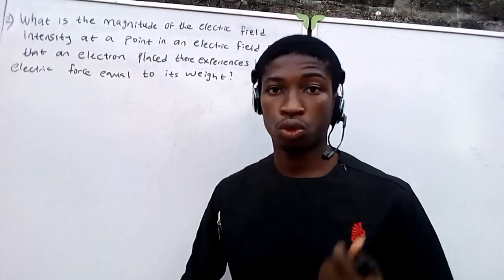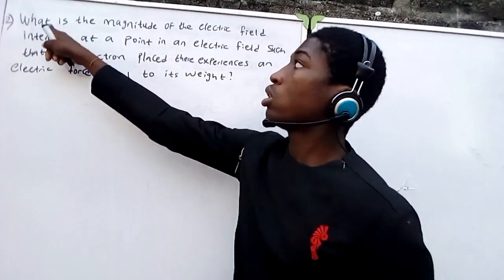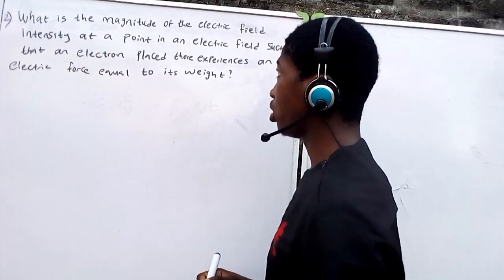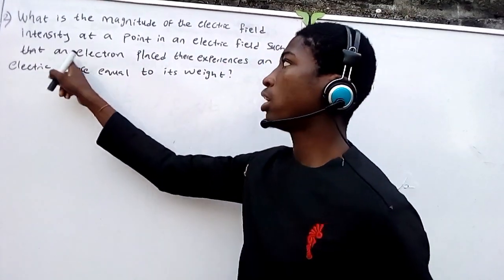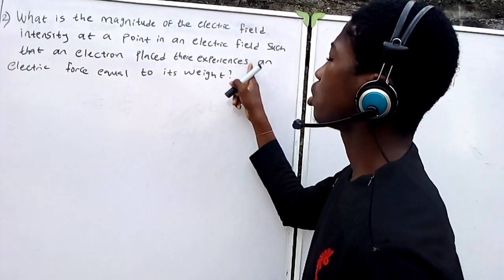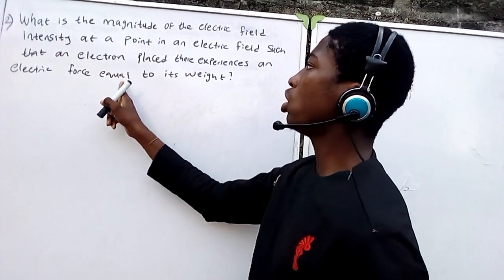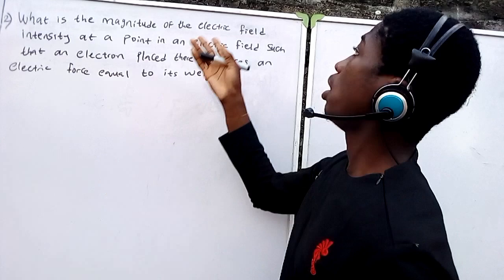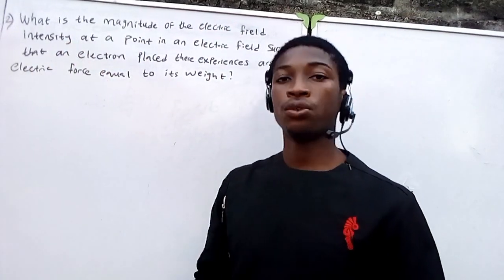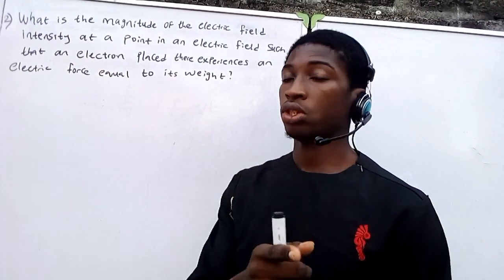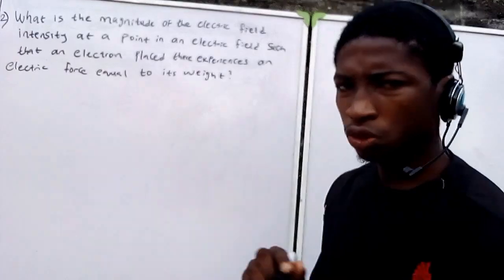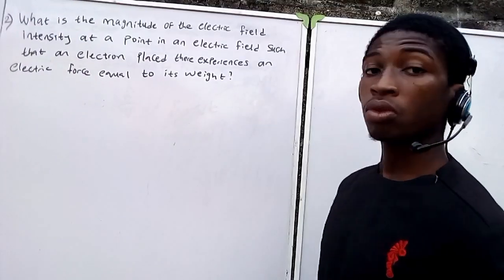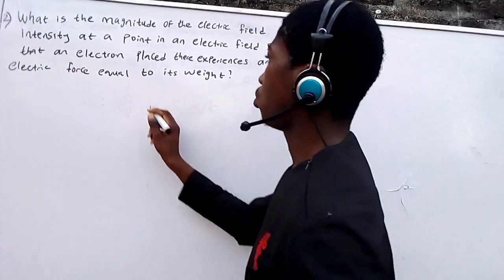Question 2 says, what is the magnitude of the electric field intensity at a point in an electric field such that an electron placed there experiences an electric force equal to its weight? In a question given to you, electric field intensity and electric field are the same thing. Jot that down. Now, this looks strange. There's no value there. We'll have to solve it, but it's simple.